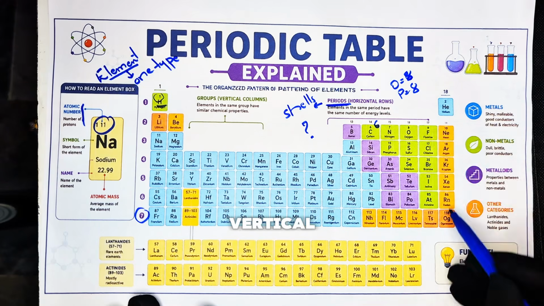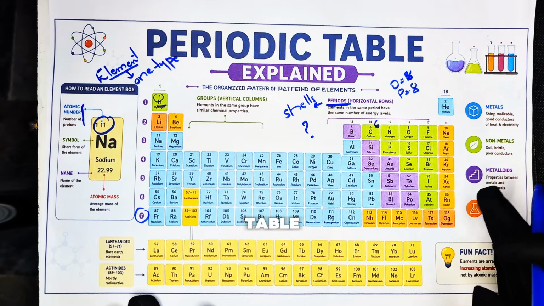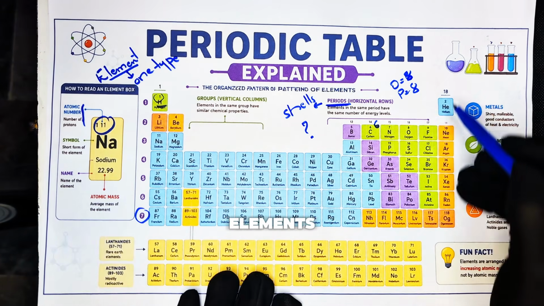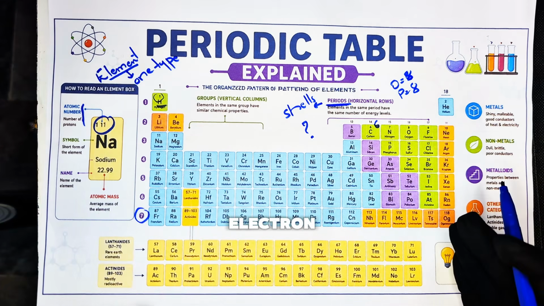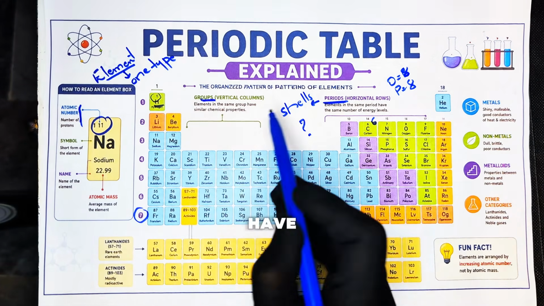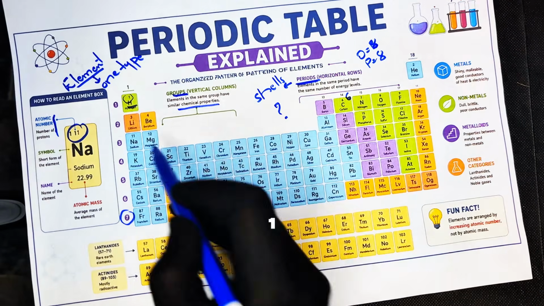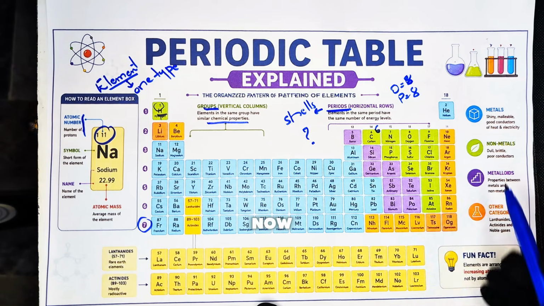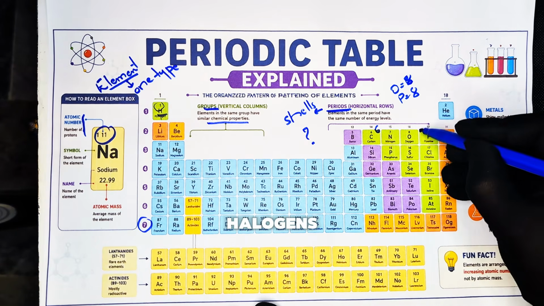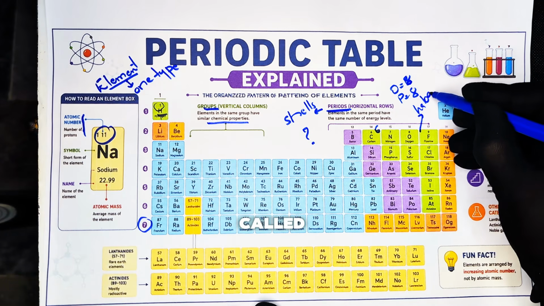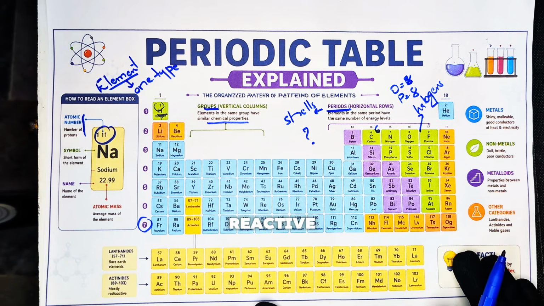And these vertical columns are called groups. There are 18 groups in the periodic table, and here is something very useful. Elements in the same group often have similar chemical properties because they have a similar valence electron arrangement. For example, elements in group 1 are called alkali metals. And now look at this group, 17. They are called halogens, and they have similar chemical properties and are also very reactive.